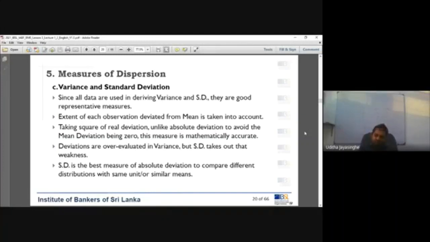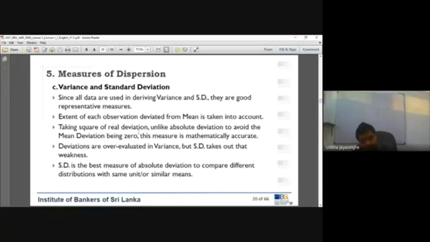First point, since all data are used in deriving variance and standard deviation, they are good representative measures. So keep in mind that if all data points are being used, like in the definition of mean deviation, mean, variance, standard deviation, those are good measures in statistics. Second point, the extent to which each observation deviates from the mean is taken into account. Fine, we understand that.